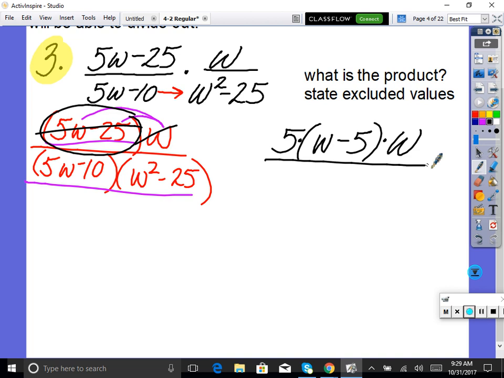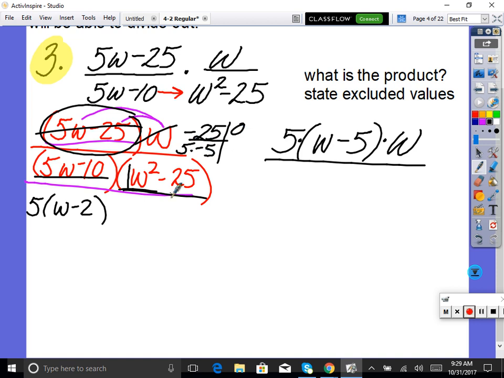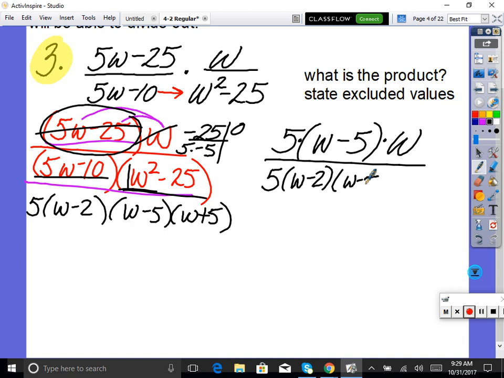Now on bottom, let's factor the bottom. What should I pull out here? 5. Left is w minus 2. What should I factor this piece to be? Well, multiplies to be negative 25 and adds up to be 0. 5 and negative 5. Can I quick factor? Yes. So this factors to be w minus 5, w plus 5. So now I'm going to go write that over here. So we have a 5, a w minus 2, a w minus 5, and a w plus 5. Does everybody see how I've just rewritten it completely factored?